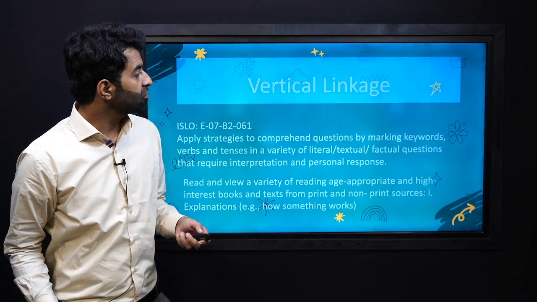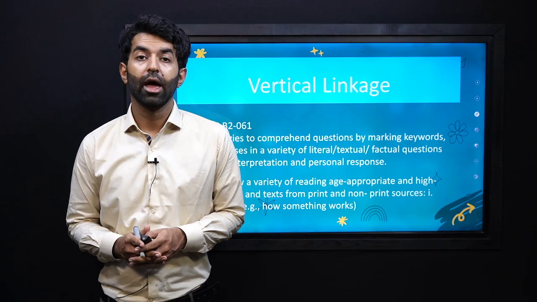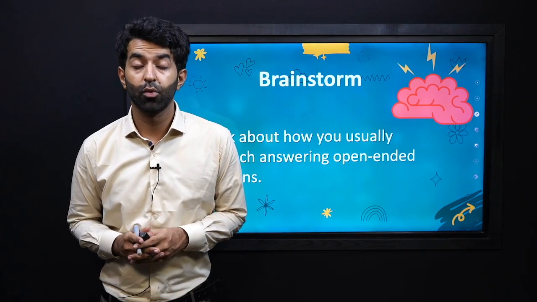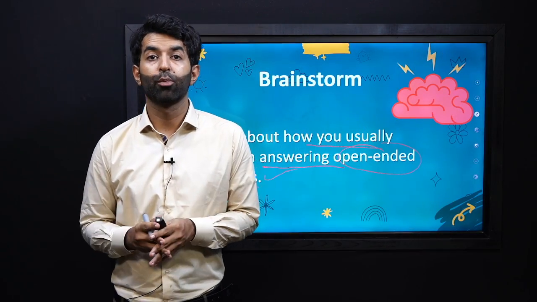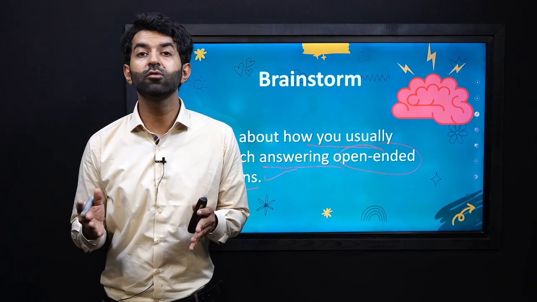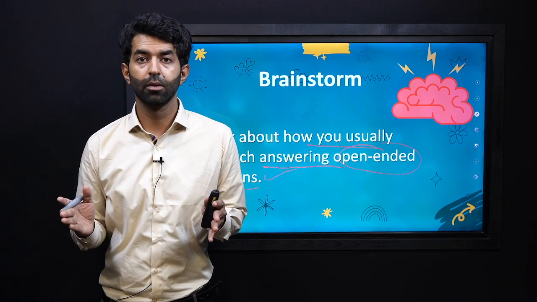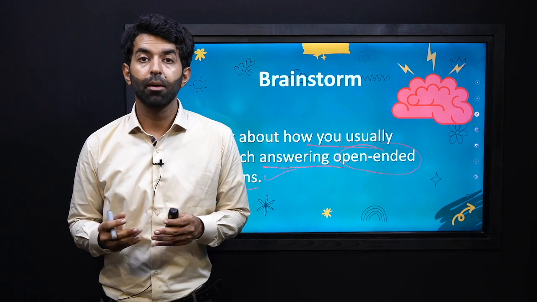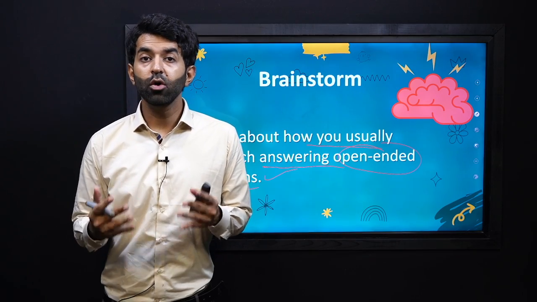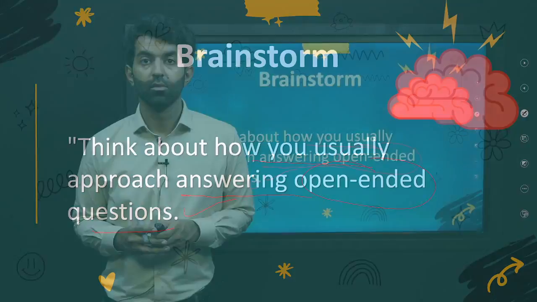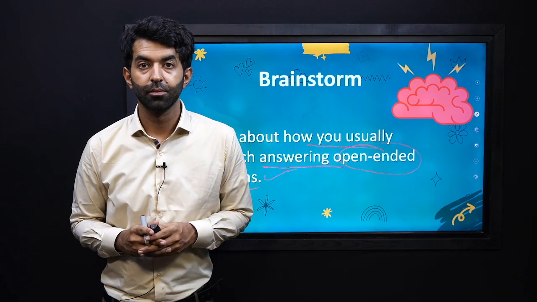Explanation text, in which we have a lot of different explanations. Let's go with the first one. You can see the vertical linkage over here, and let's begin and dive into our brainstorming session for today. You need to think about how you usually approach answering questions in general, or open-ended questions. When you're reading any reading comprehension passage, or any lesson from your textbook, that is followed by some comprehension questions to check your understanding, up till now, how do you approach these questions? Think about it so we can talk about it.